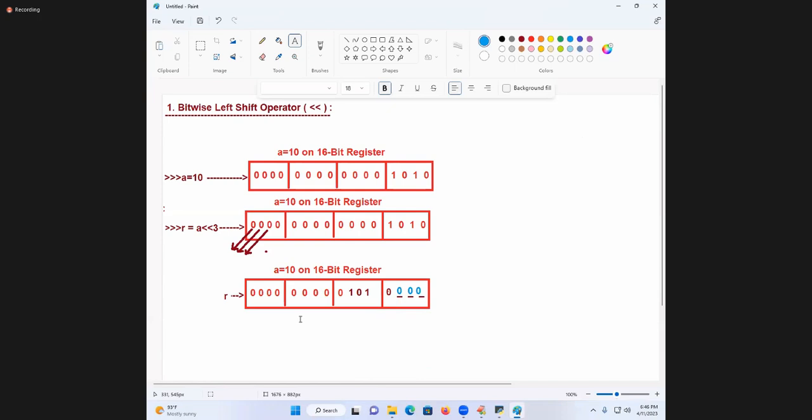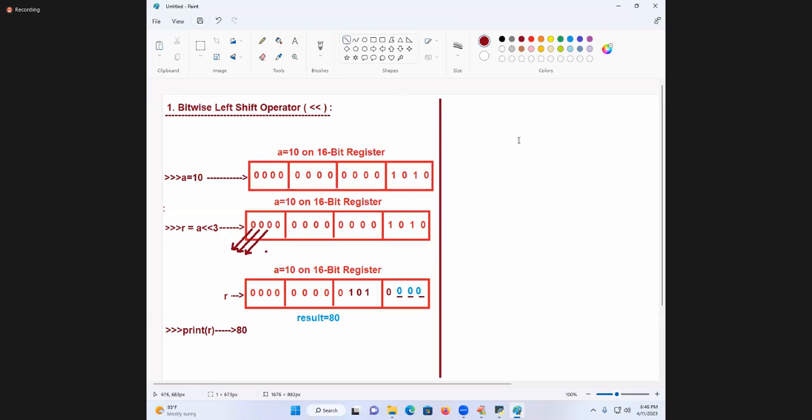80. Now I will write it here. Result is equal to, what is that? 80. Now I will print, student. I'll print here. What is this now? Print of R. What is the value printed? 80. Now ultimately I am going to conclude my sentences. I am going to say, what is this now?